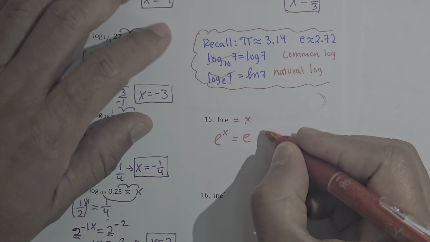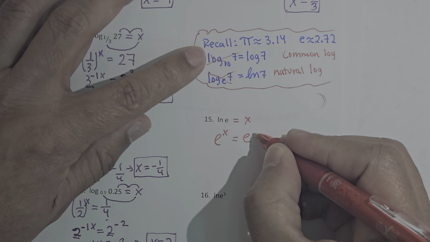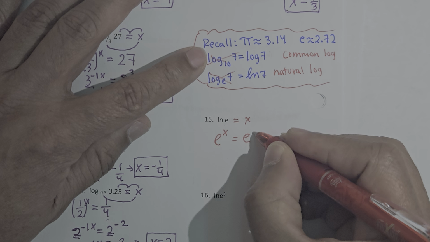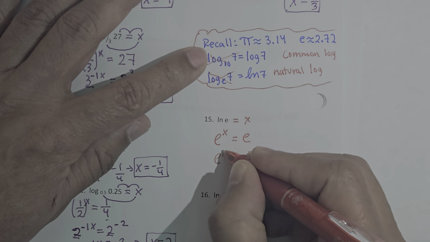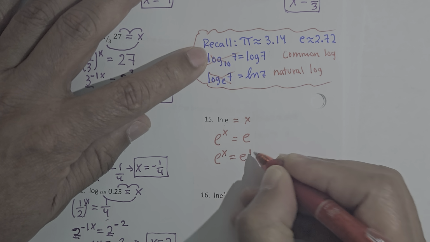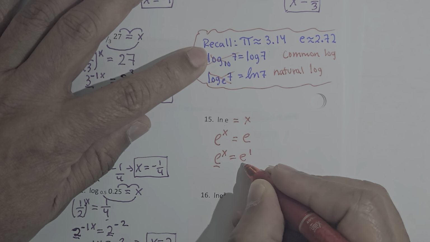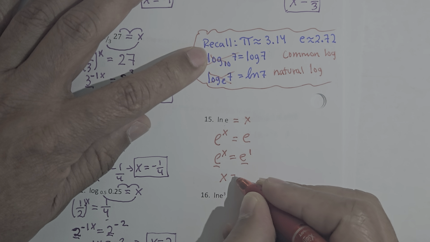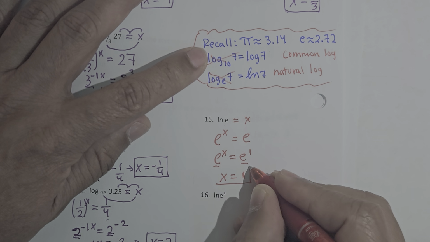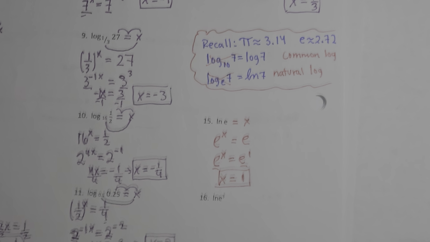But again, if you don't see a number with this number e, then that implies that the power is 1. So then e to the power of x is equal to e to the first power, which means we have the same base. So then we just set x equal to 1, and we are done with this problem.